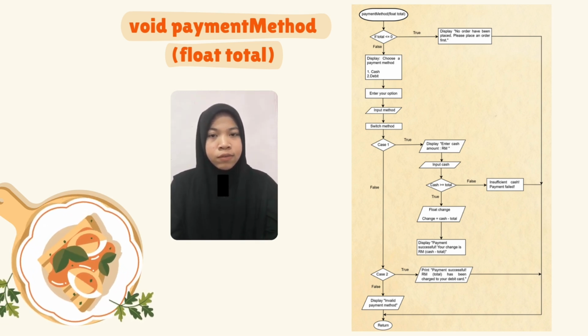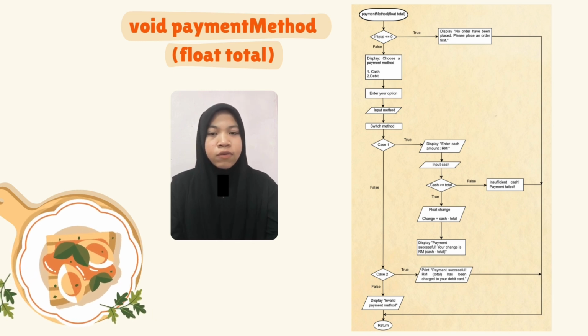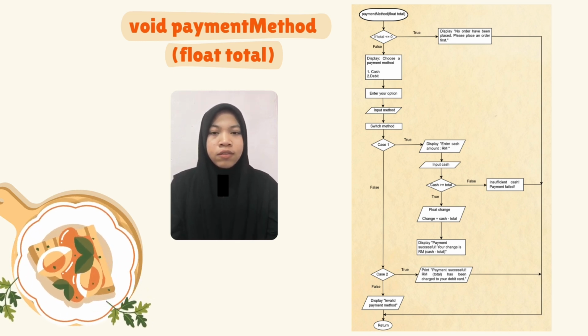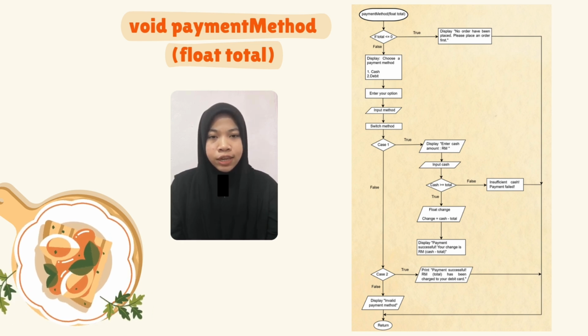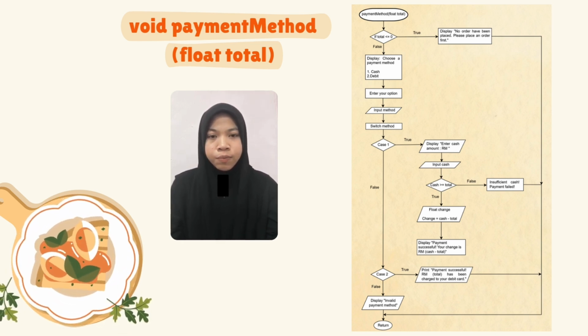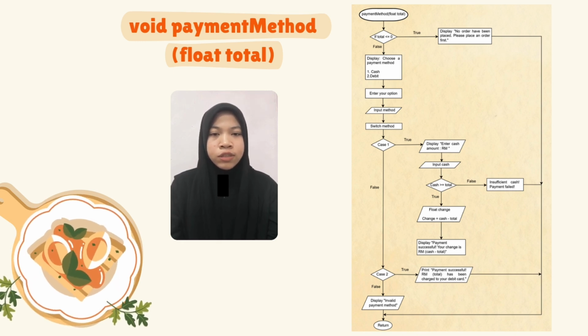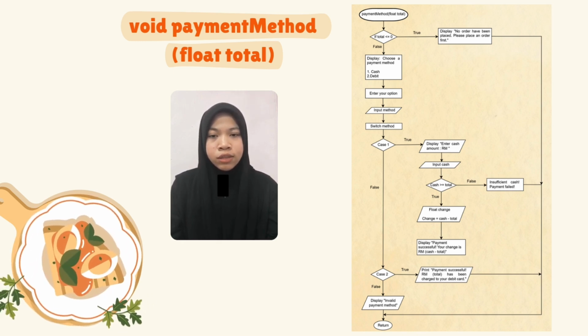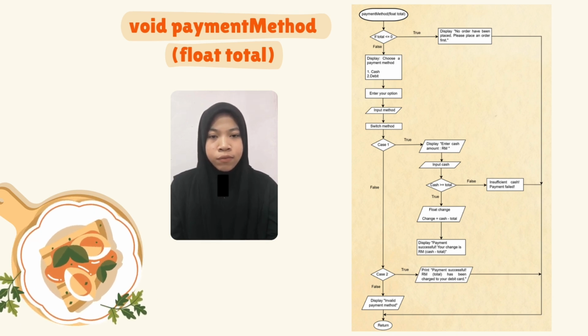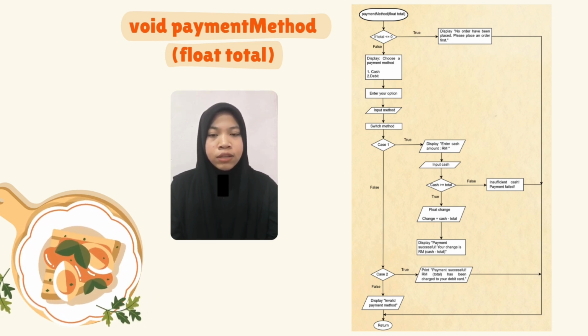After that, the system will display enter cash amount. If the user decided to pay with cash, if cash is less than 0, then the system will display insufficient cash, payment failed. Meanwhile, if the cash entered by the user is greater than 0, then the system will calculate the change, which is change equals cash minus total. If the payment is successful, the system will display payment successful. Your change is RM, cash minus total.